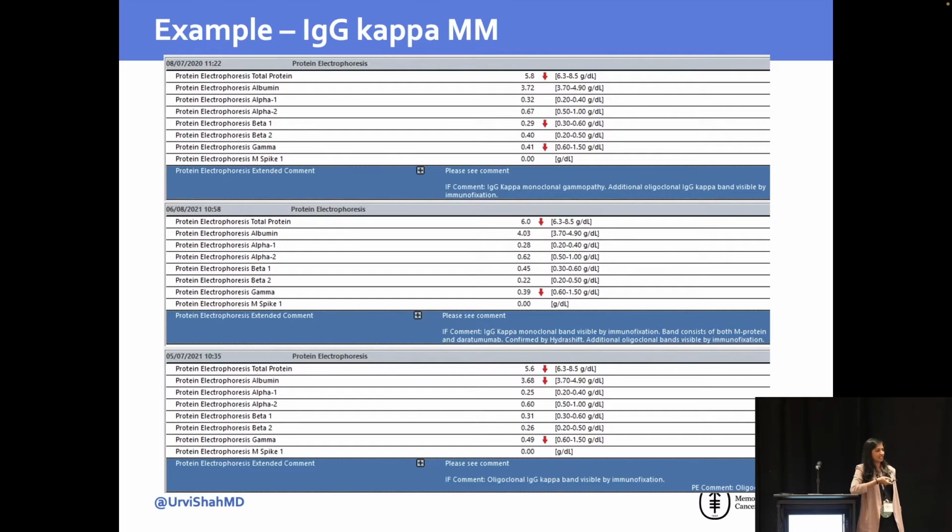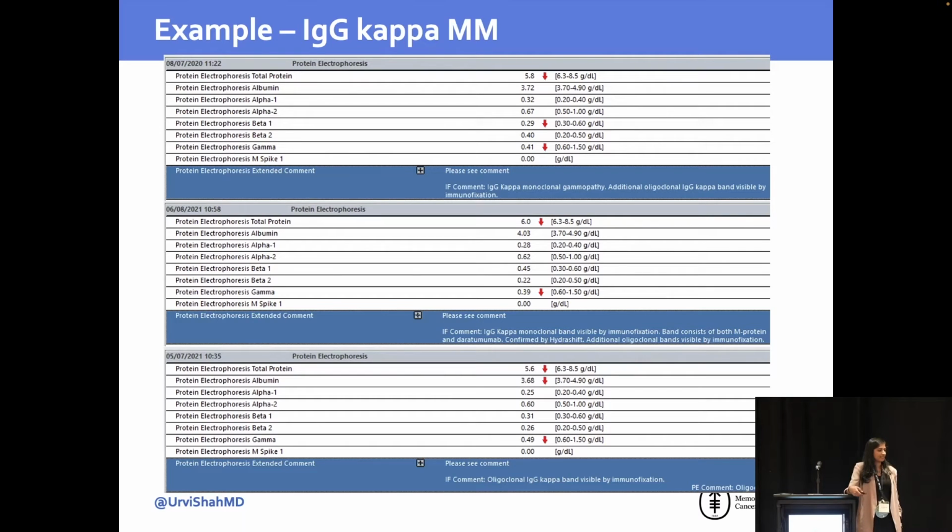So for instance, in example 1 on the top, it says IgG kappa monoclonal gammopathy, and there are additional oligoclonal bands. The IgG kappa is the myeloma, so it is immunofixation positive, even though the M spike is 0. But the additional oligoclonal bands are actually immune reconstitution, and that's not the myeloma. In the second example, it says IgG kappa by immunofixation, and the band consists of both M spike and daratumumab. So it's part daratumumab and part myeloma protein. Again, there is some myeloma, and it's IFE positive, as we would call that.